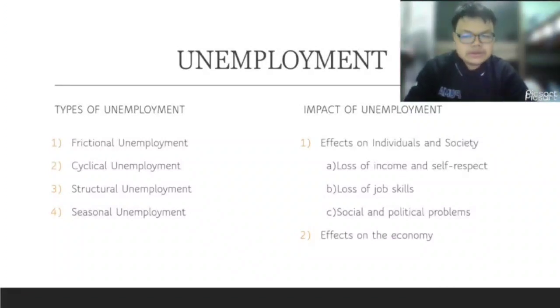The third one is social and political problems. In some extreme cases, unemployed workers may join radical groups and engage in troublesome social and political activities. The crime rate would be high if unemployment is high.